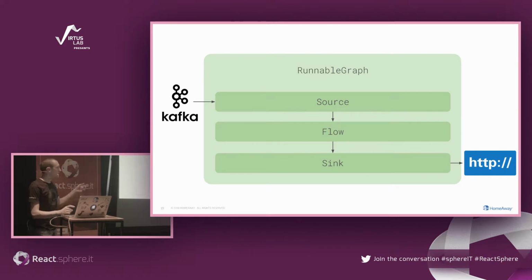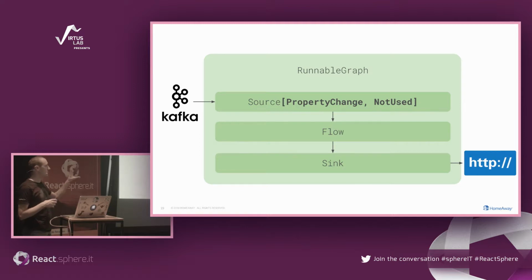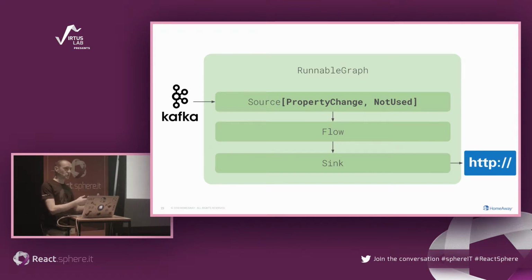Now, if you move back to our example, we can start and think about the types here, right? So our source will be a source of some events. We can call them property change here. And our materialized value is not used here. Now, why is that the case? We want this pipeline to be always on, right? So we don't want to stop consuming our events from Kafka. So we signal here to whoever reads this type signature that we don't need any interaction with the source itself.